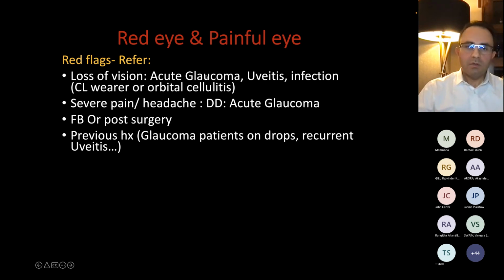Again, in the history, you need to ask if the patient is having loss of vision with severe pain, headache, that should give you an indication of acute glaucoma, especially if the eye is very inflamed. Uveitis, the main thing with uveitis is the light sensitivity more than anything else. So the patient will say they can't tolerate the light, the eye is quite blurry, and they possibly have a previous history of uveitis. That's another red flag.